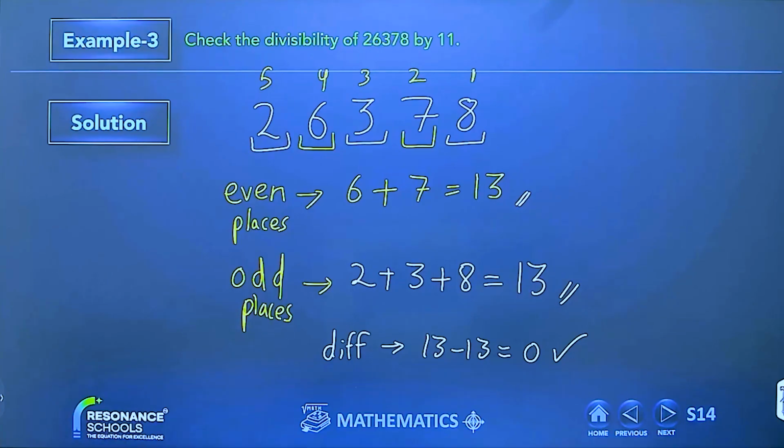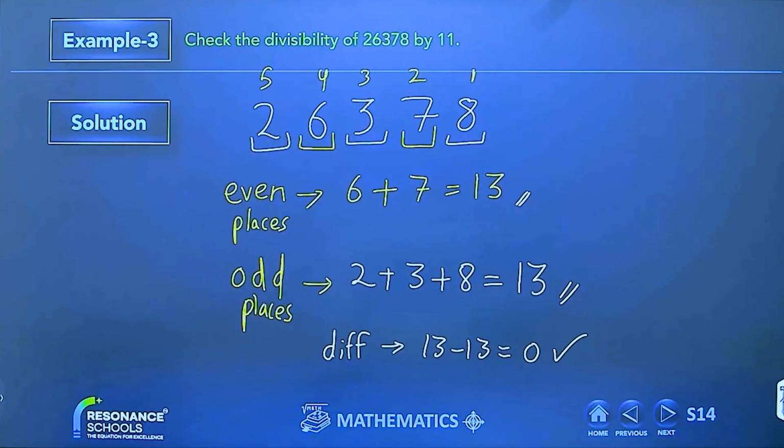What are the even places? Quick. Correct. What is the second place and the fourth place? Jayanandan, what are the even and the odd places? Even places. Come on, even places. 6 and 7, yes or no?